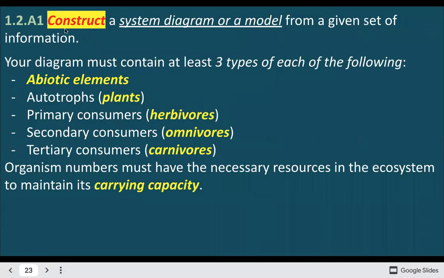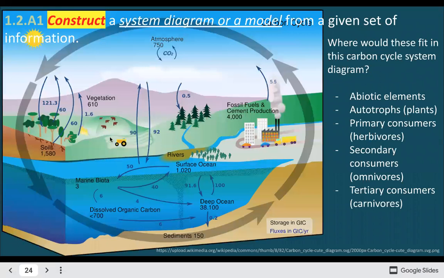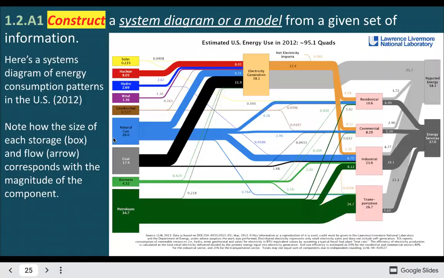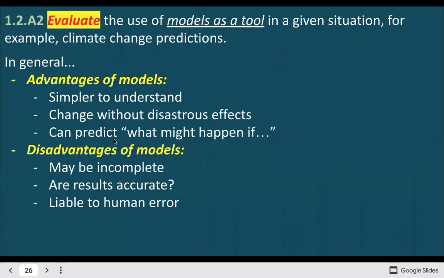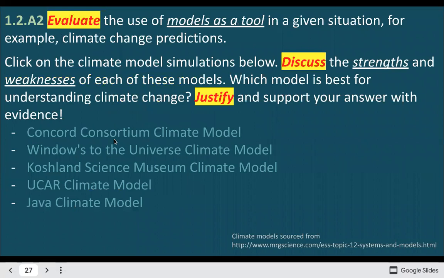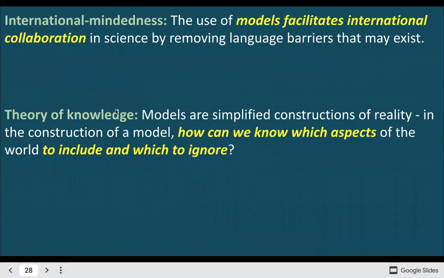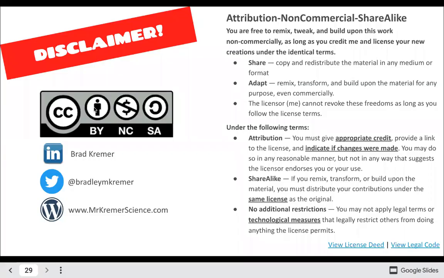So again, here's some sample IB style questions. Make a systems diagram, including these components, or maybe draw a food web. What is this type of systems diagram? There's just lots of different examples. And then evaluate the use of models, right? So what are they good for? What are some downsides to them? Once again, you can find more information in the link below.